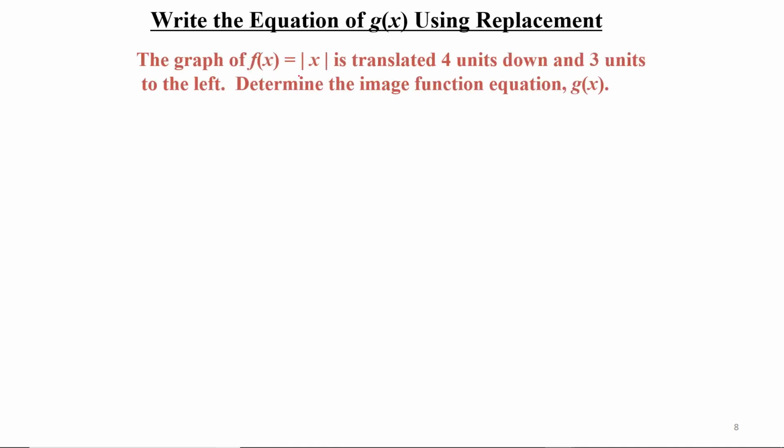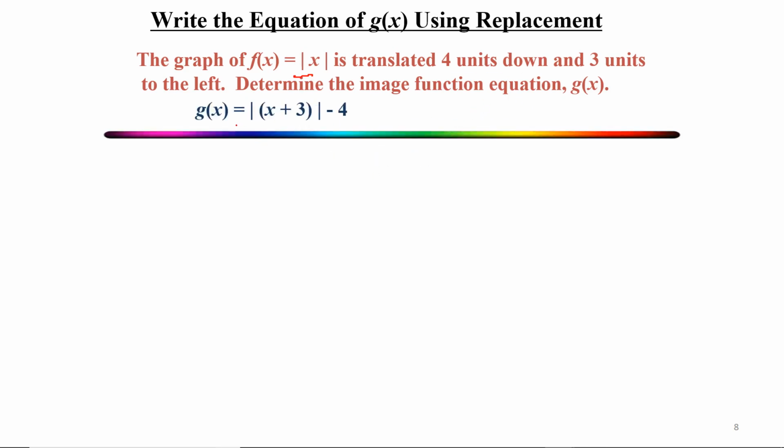So we have a function f(x) which is translated 4 units down and 3 units to the left. We have to determine the image function equation g(x). Now x becomes what? This will be simply y plus 4 equal to f(x plus 3), right? Because we have shifted it to the left, we place plus 3 here, and then in this case we want to translate it down, so this becomes minus 4.